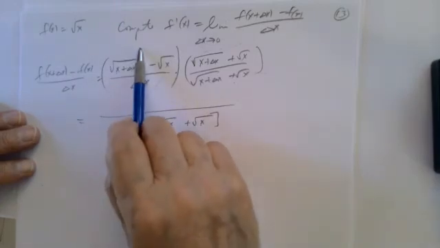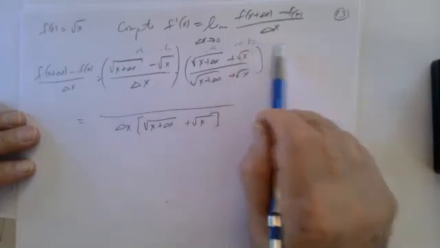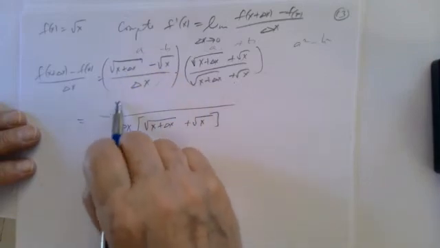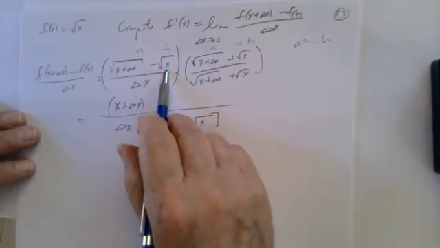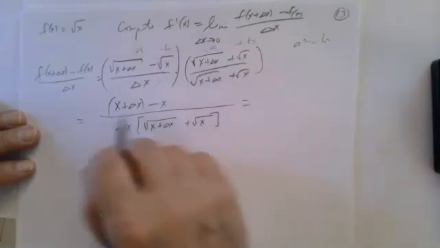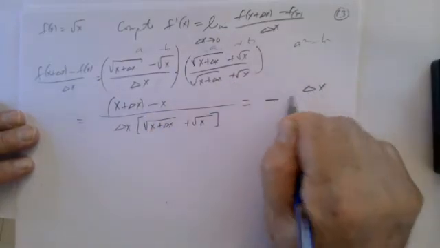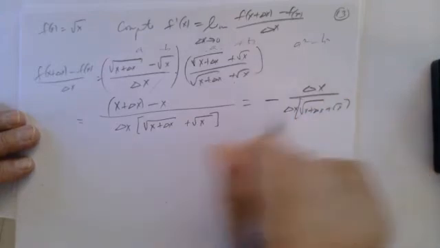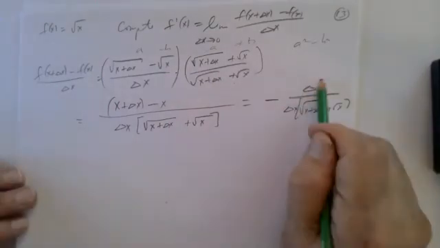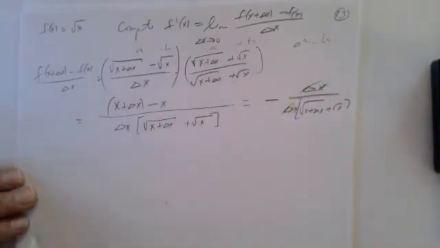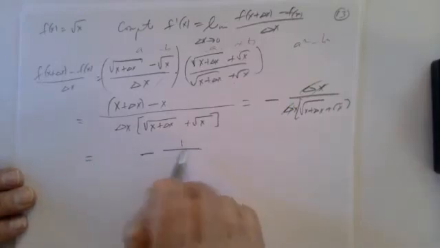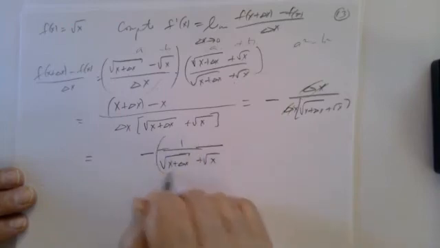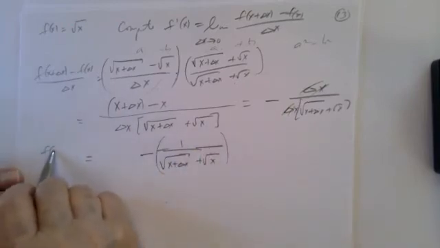square root of x plus delta x plus the square root of x. And the numerator is of the form a minus b times a plus b, which is a squared minus b squared. It's this squared minus this squared. When I square the square root, I get x plus delta x. And when I square the square root of x, I get x. And these x's cancel. This is just minus delta x over delta x times the square root of x plus delta x plus the square root of x. And I have a delta x in the numerator and the denominator, so they cancel. So this is minus 1 over the square root of x plus delta x plus the square root of x. That's this difference quotient.